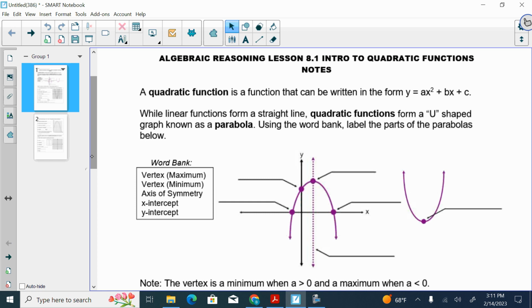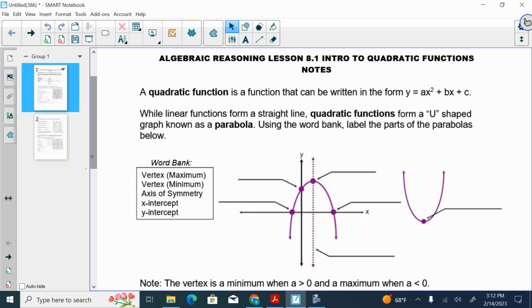So just like our linear functions are always y equals mx plus b, these are always y equals ax squared plus bx plus c, okay? While linear functions are a straight line, our quadratics make this U shape, like you see here, is what we call a parabola. So they want us to use this word bank over here to label all these pieces that the arrows are pointing at.